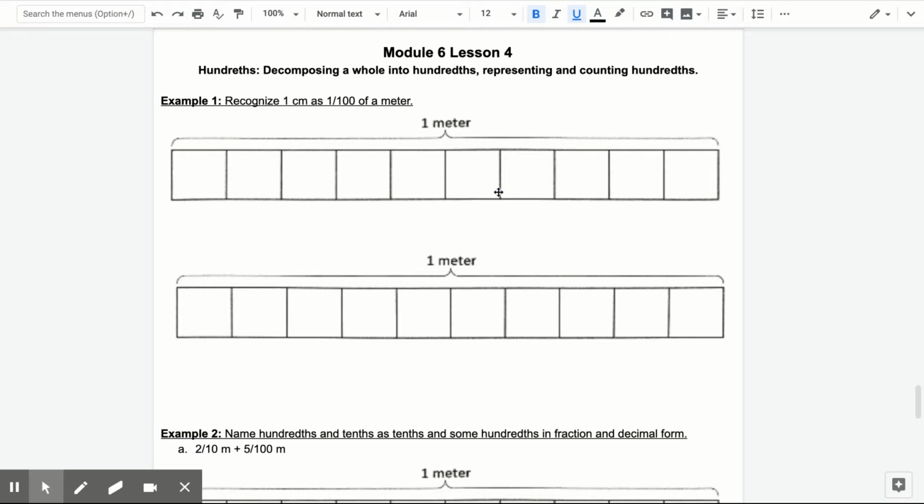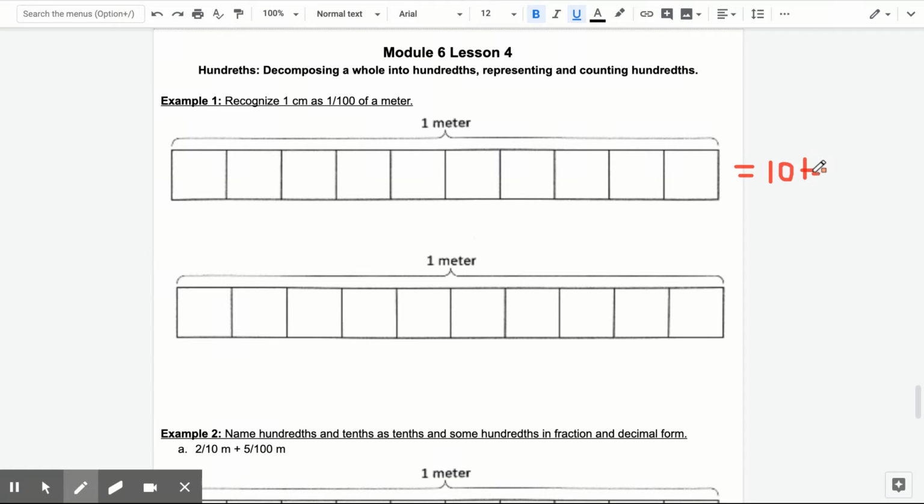All right, so in example 1, we're just going to break down what is a hundredth and where are we going to see this and what does it actually mean. So if you look at this first one, we want to represent 1 centimeter as 1/100th of a meter. So if you look at this first meter here, you'll see that it's split into 10 equal parts. So each of these parts would be a tenth. So that means all together we have 10 tenths here.